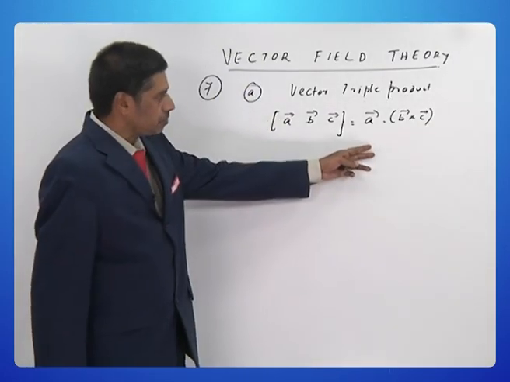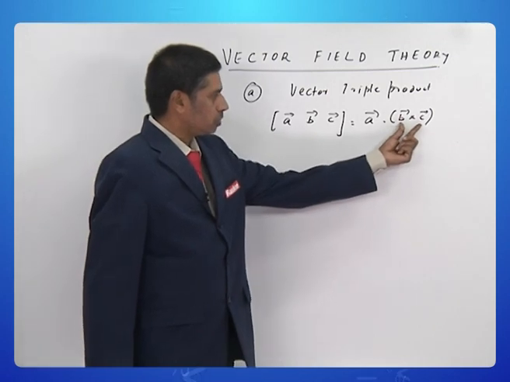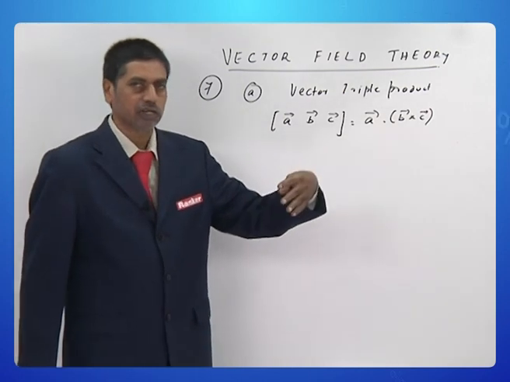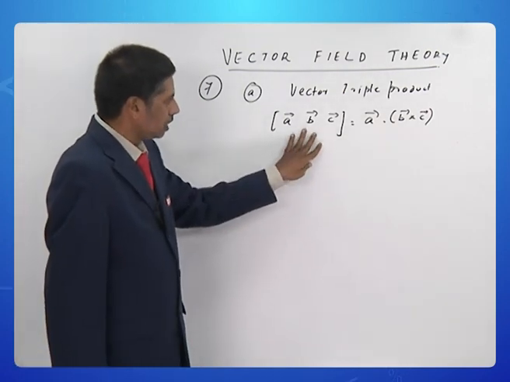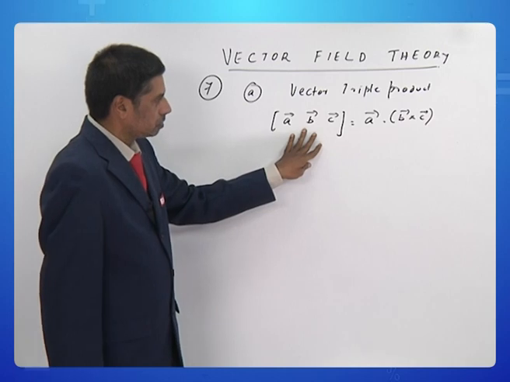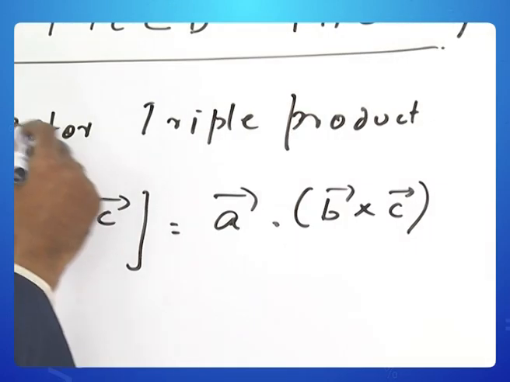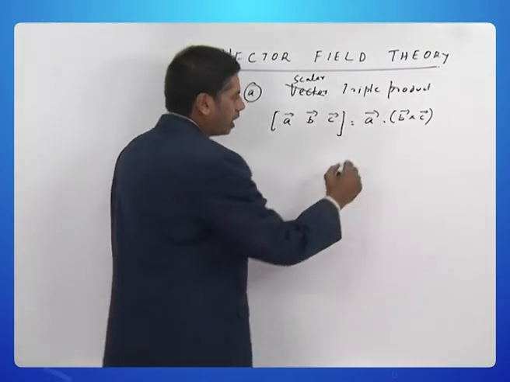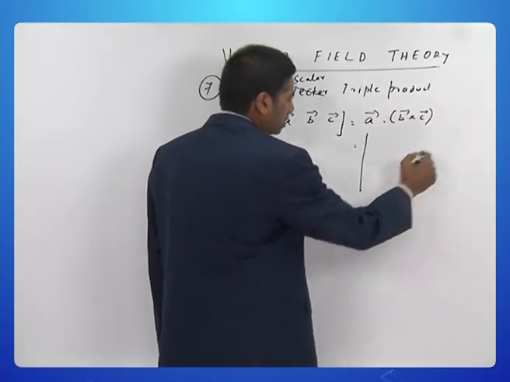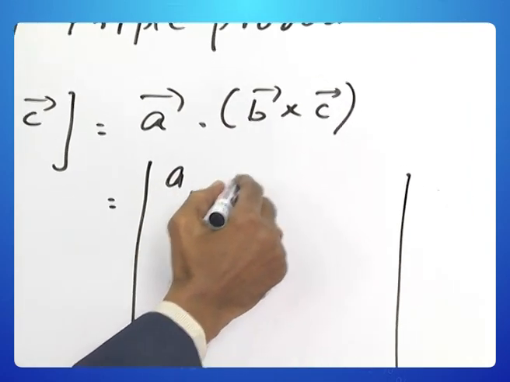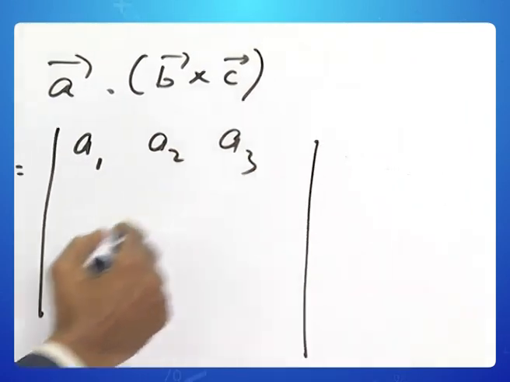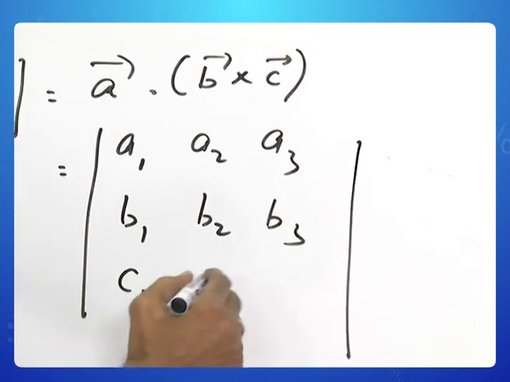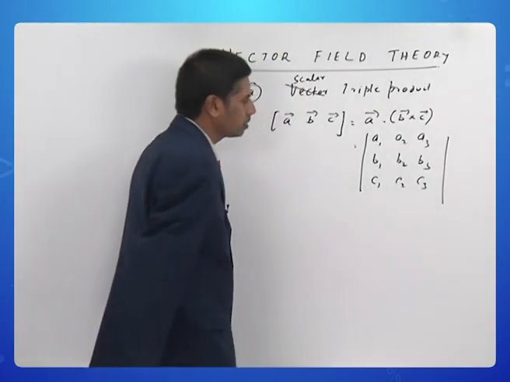As you can easily see, B cross C produces a vector and its dot product with A produces ultimately a scalar. So in fact we should call it a scalar triple product because the output is a scalar, and the way to compute this is a determinant: A1, A2, A3, B1, B2, B3, C1, C2, C3.